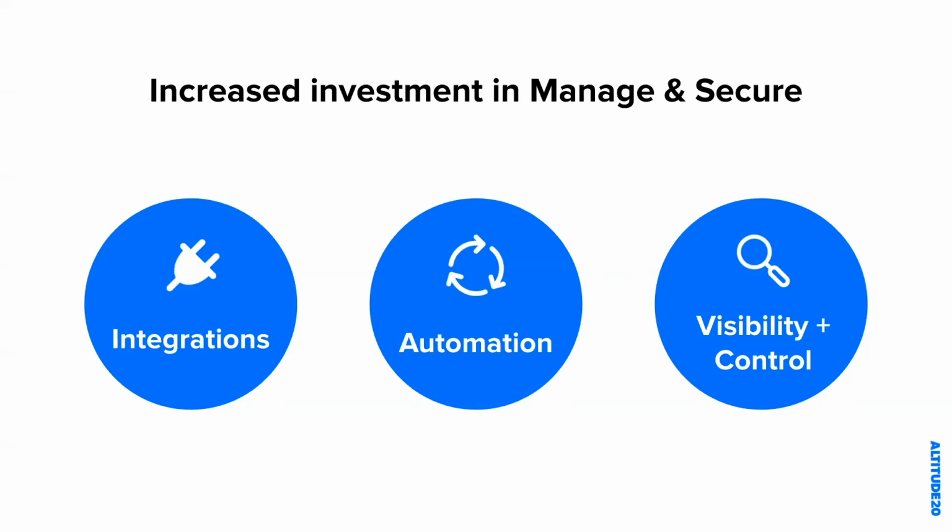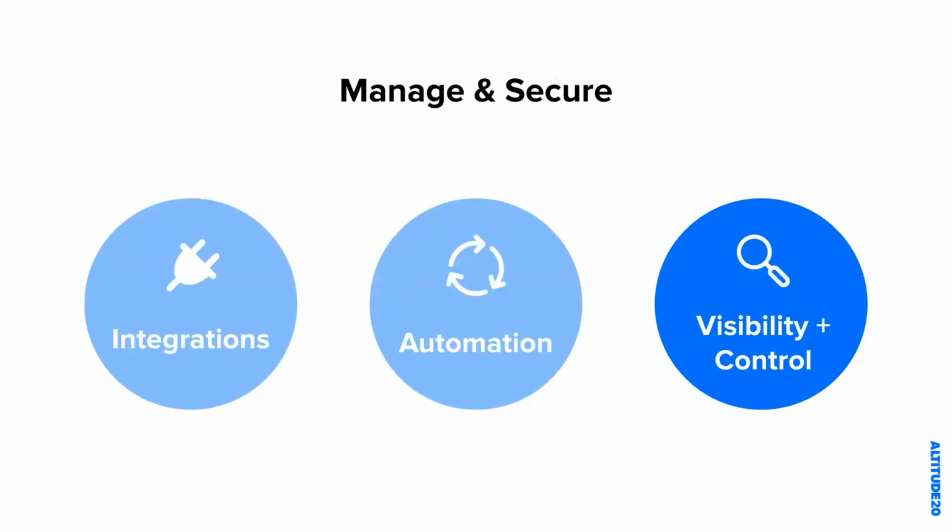For those of you who attended the keynote, you know that we've aligned our product strategy to address key trends. That investment has been focused around 3 core themes: increased integration support for your most commonly used apps, streamlined management through automation, and enhanced visibility and control over your SaaS environment. That last piece, visibility and control, is what we're going to focus on in this session.